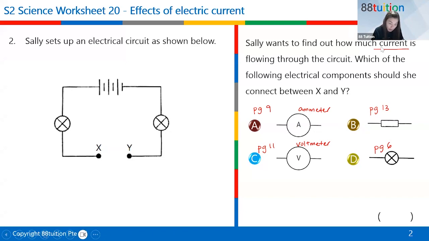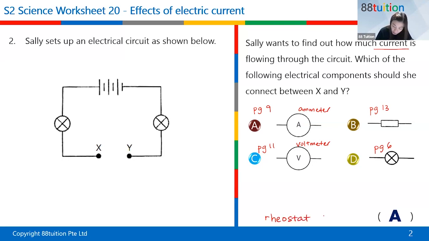So in order to measure current, we will connect the ammeter. Ammeter measures current. You all got it wrong, is it? Some of you put B, some of you put C. Answer is A. Ammeter measures current. Voltmeter measures potential difference. Resistor, what is the function of the resistor? Resistor actually controls the amount of current flowing through the circuit, isn't it? Remember, we talked about this last lesson. We even talked about the rheostat.